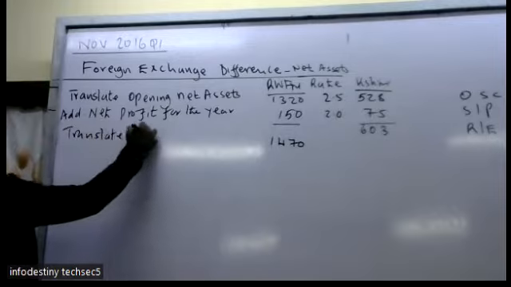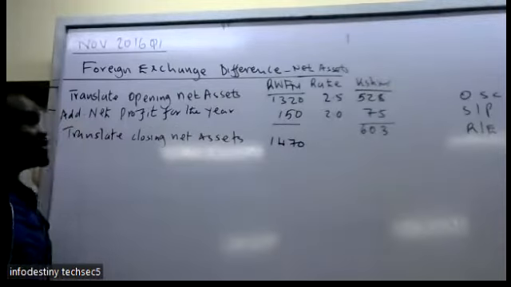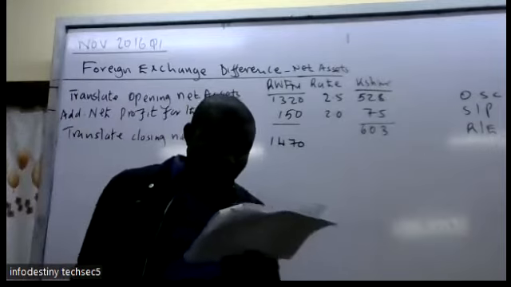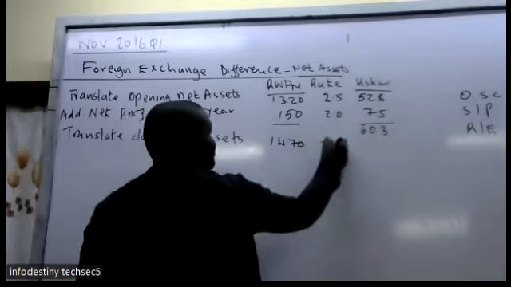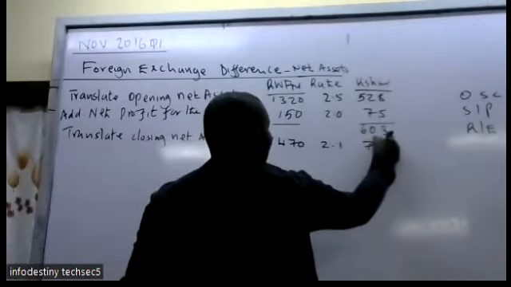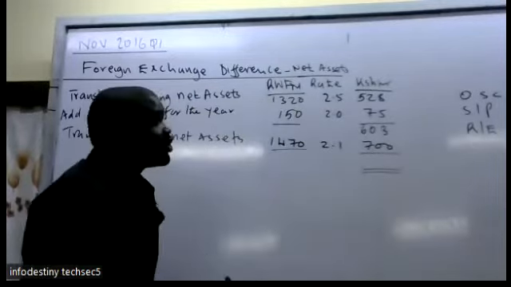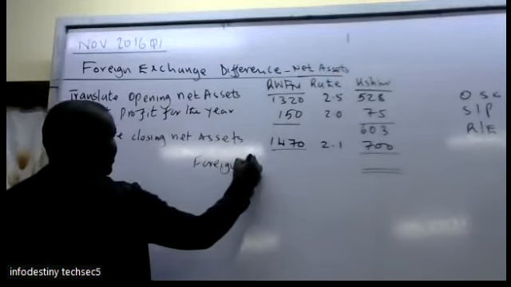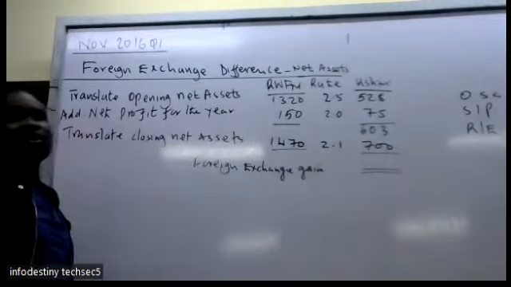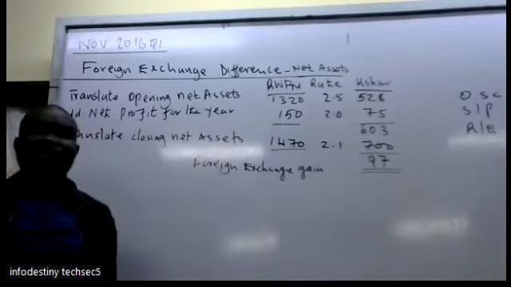So translate closing net assets. What was the closing rate? Closing rate is when you are required to prepare the balance sheet. So closing rate is 2.1. So 1470 by 2.1, 700. So you can conclude now that we have reported a foreign exchange gain or loss. Gain, sure. So that is a foreign exchange gain of 97.